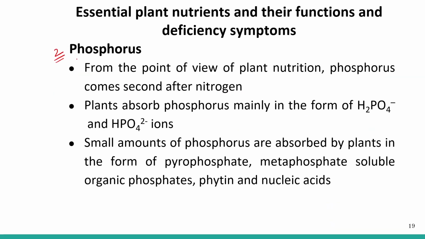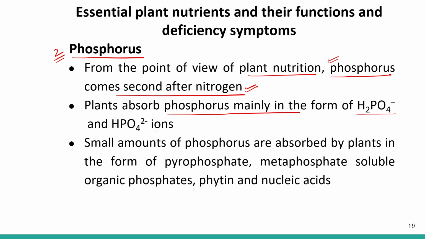Next important nutrient is phosphorus. From the point of view of plant nutrition, phosphorus comes second after nitrogen. So this is the second important macronutrient after nitrogen. Plants absorb phosphorus mainly in the form of H2PO4- and HPO4 2- ions, right? So the phosphorus is absorbed in these ion forms.